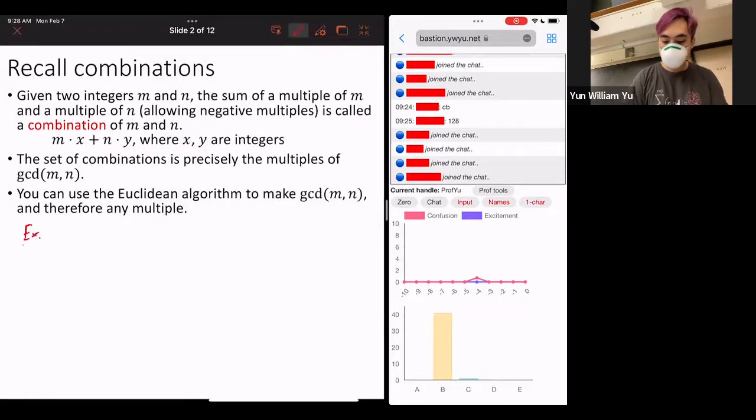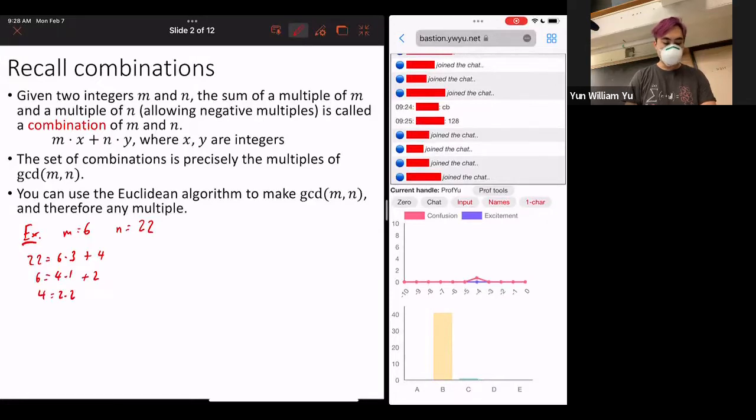So for example, let me give a simple one. Let's use M and N. So M is equal to 6 and N is equal to 22. If you want to use the Euclidean algorithm, where do we start? Well, we start on 22. So 22 is equal to 6 times 3, which is 18, plus 4. And we know that 6 is equal to 4 times 1 plus 2, and 4 is equal to 2 times 2, which implies that the greatest common divisor of 6 and 22 is equal to 2.